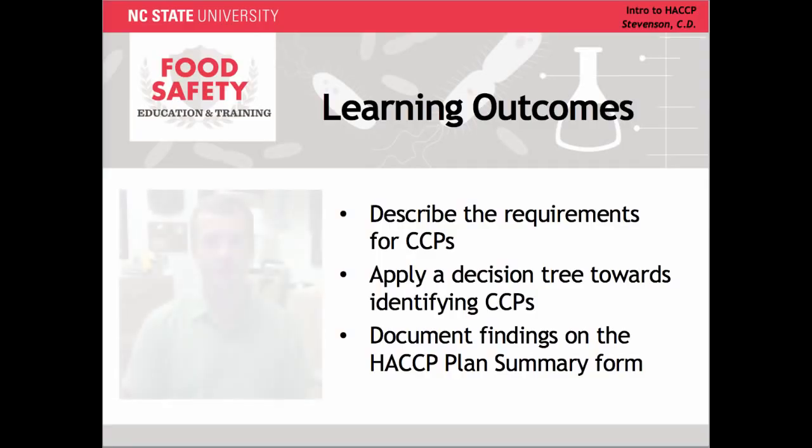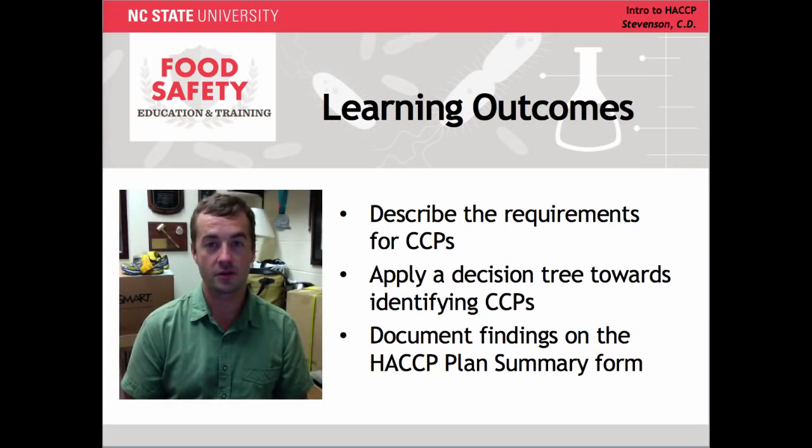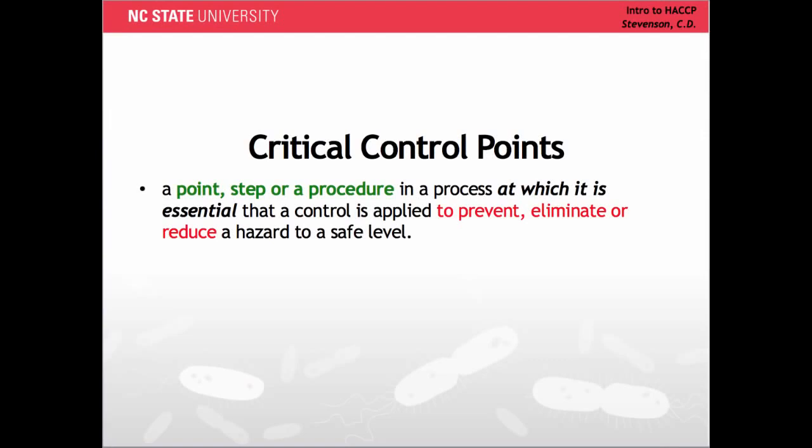After studying this lesson, you should be able to describe the requirements for determining critical control points. You should also be able to apply a decision tree towards identifying critical control points. Last of all, you will be able to document your findings on a HACCP summary form. Let's begin by defining critical control points.